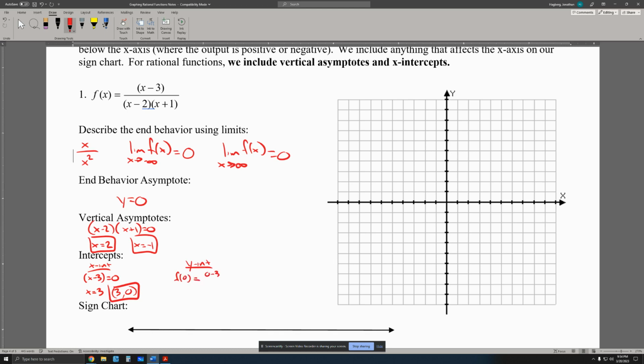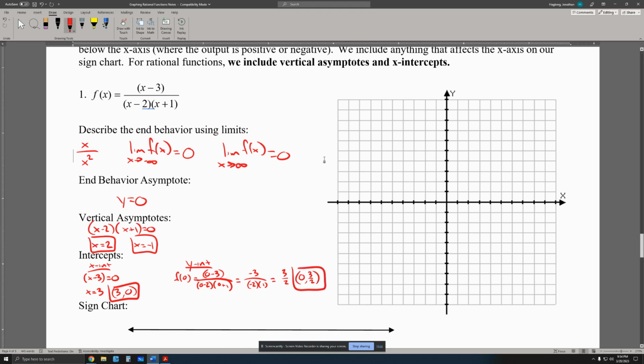The y-intercept, we're evaluating f(0). So this is equal to the quantity (0 - 3) all over the quantity (0 - 2) times the quantity (0 + 1). This is equal to -3 over -2 times 1, which is equal to positive 3 halves. So as an ordered pair, we have (0, 3/2).